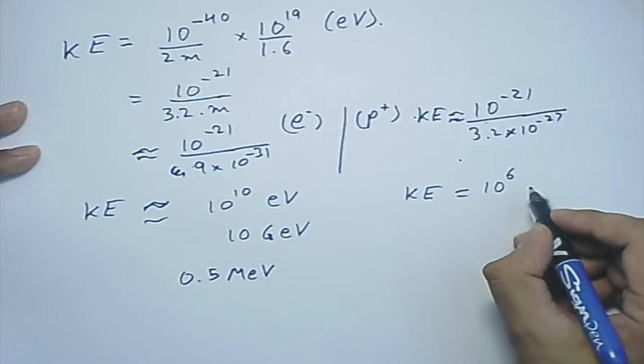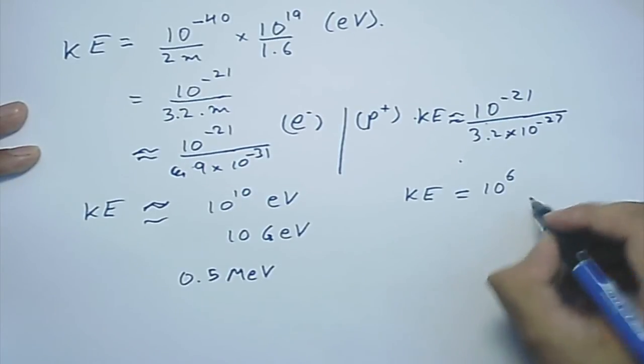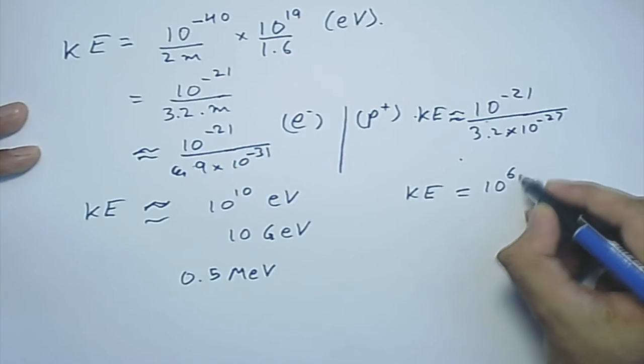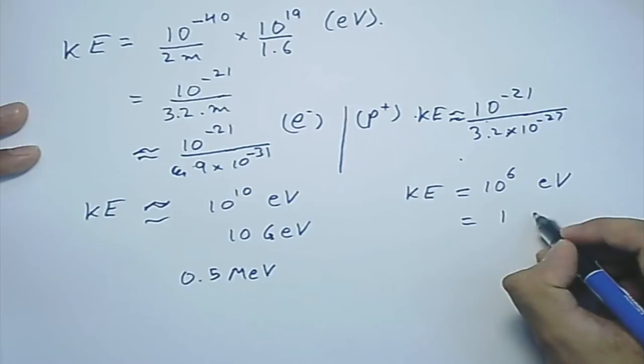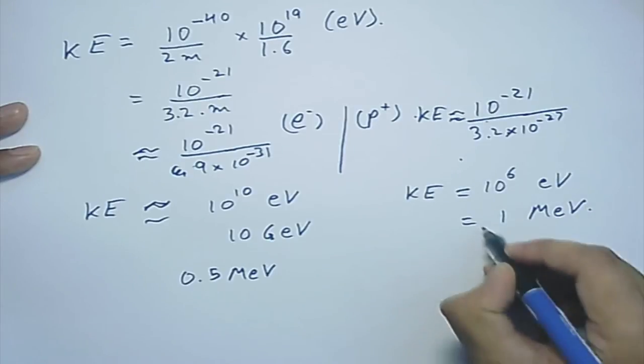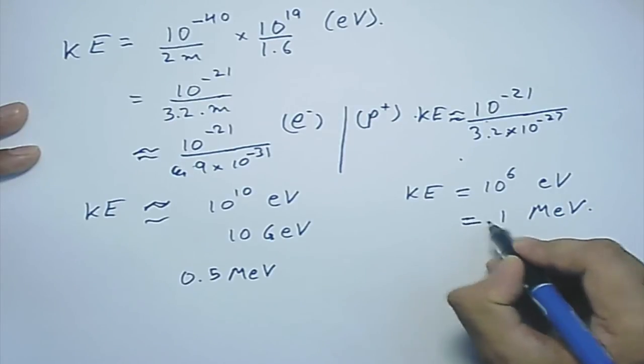Whereas for a proton, on the other hand, the same result gives us something of the order of a mega electron volt, which is very physical.